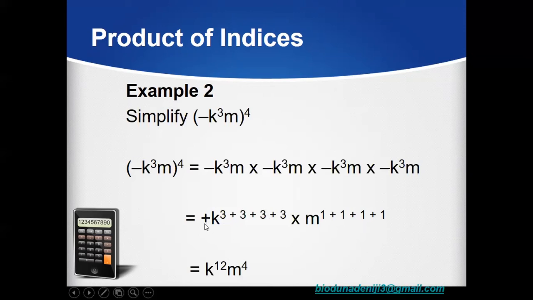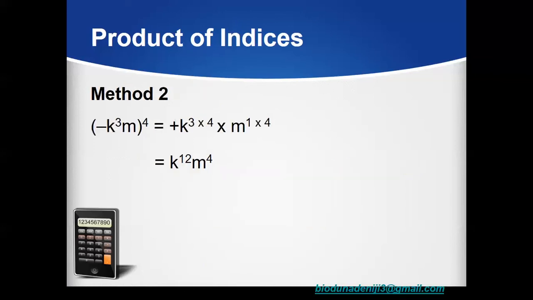Now, let me quickly explain how we came about this plus sign. Minus times minus gives you plus. Plus times minus will give you minus. Minus times minus will give you plus. So that is how we got this plus. And again, you can simply look at it from this perspective that everything in this bracket is raised to power 4. So when a negative sign is raised to the power of an even number, then it becomes plus. So you can look at that from that perspective as well. So by the time you simplify the whole of this expression, you are going to have k raised to power 12, m raised to power 4.